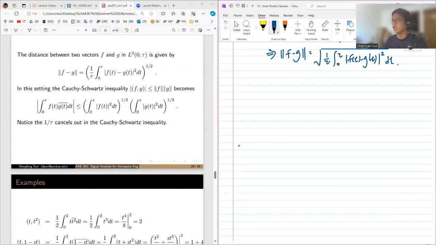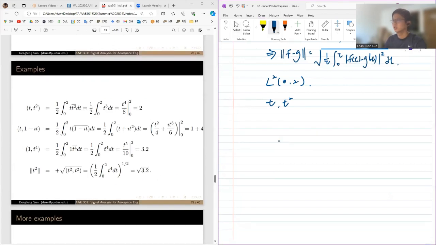So here we're going to look at the Lebesgue space L^2 on 0 to 2. And you can show that these functions are all in the Lebesgue space: t squared, and also 1 minus it, and t to the fourth, and also the constant 1. So they all belong to the Lebesgue space L^2(0, 2). And now let's look at the inner products of these vectors or functions in the space. So first, let's take a look at the inner product of t and t squared.